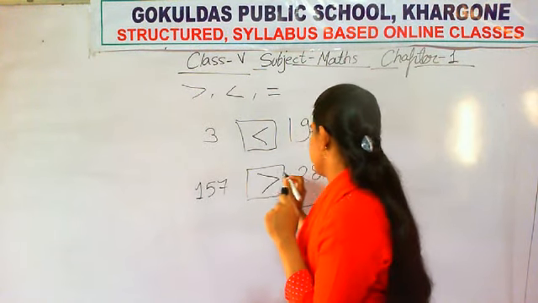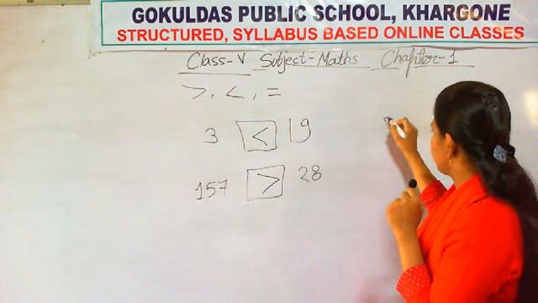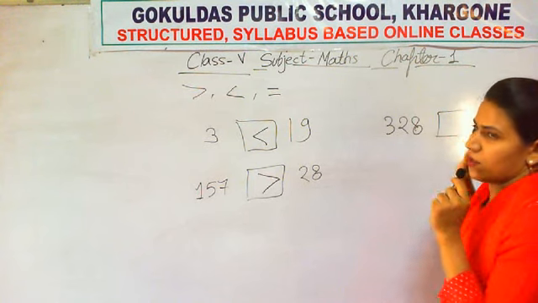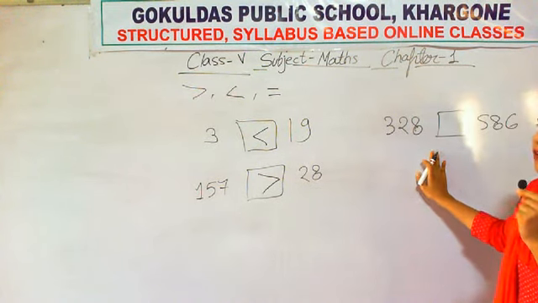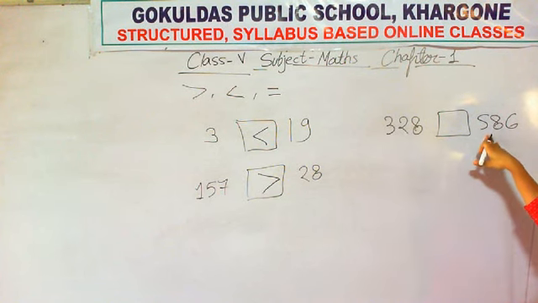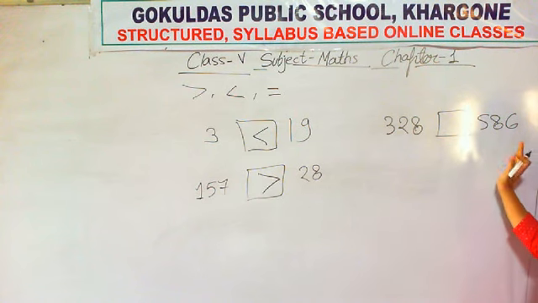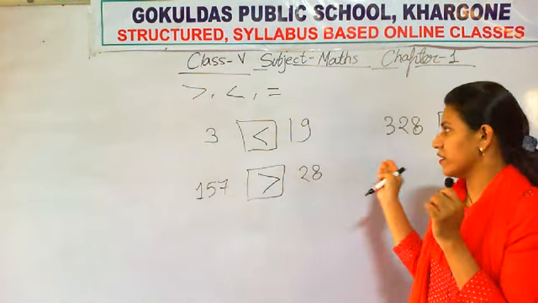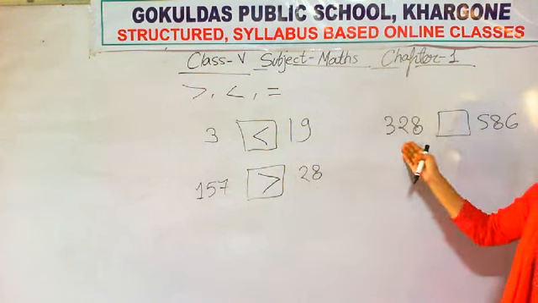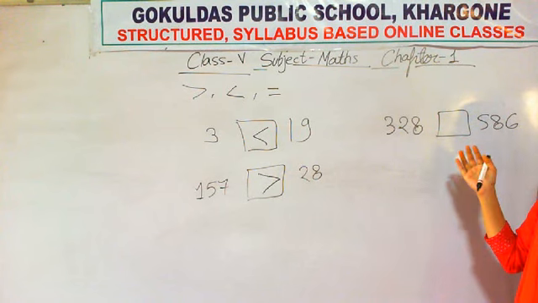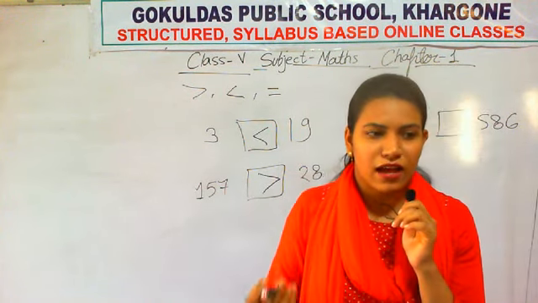Let's take another example, 328 and 586. When you compare these numbers, the first rule is to count the digits of the numbers. Here you can see that both numbers have equal digits. So are these numbers equal? No. Then we have to apply another rule.